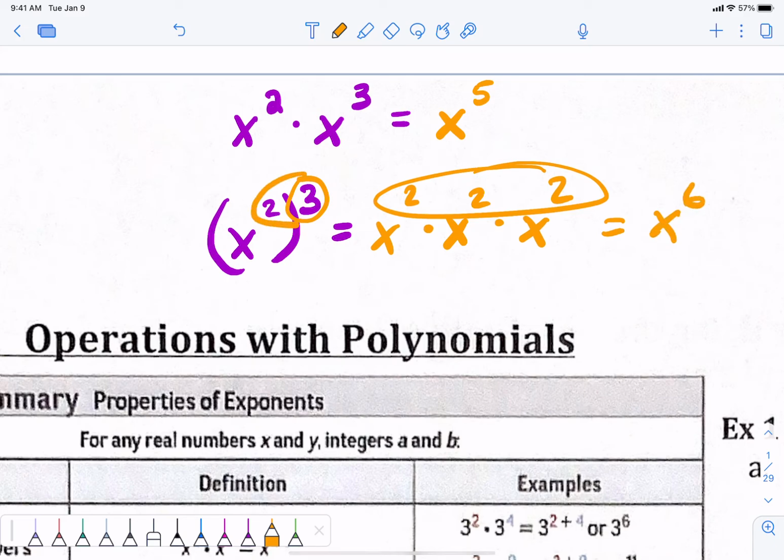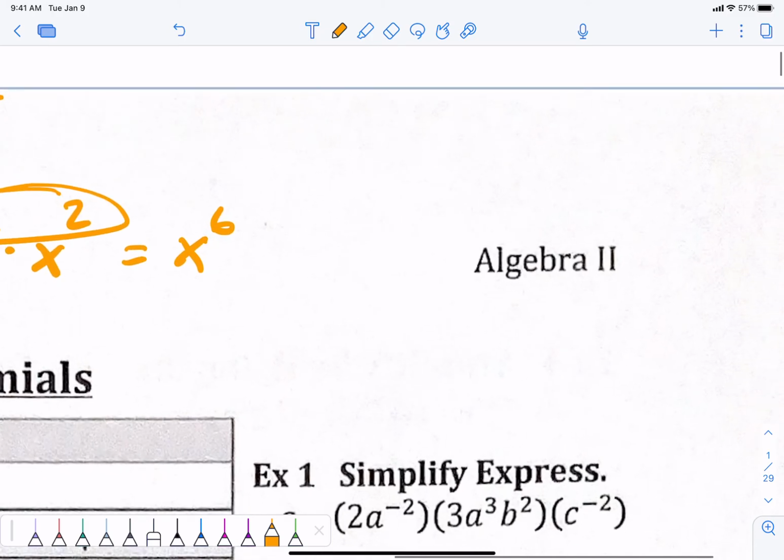Or you can just say that these are multiplied to begin with, right? So when they're stair-step like that, when you're taking a power to another power, you multiply. When they're just two different terms with the same base like this, you are adding. Make sense?